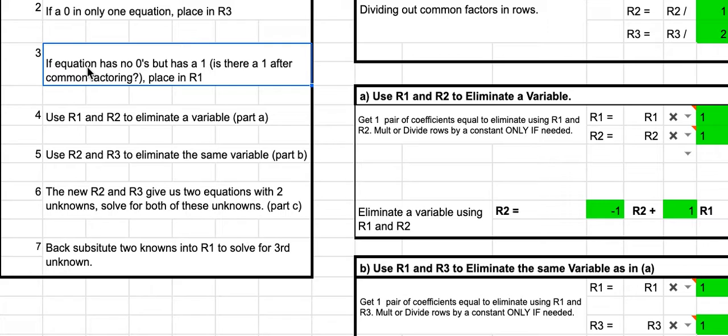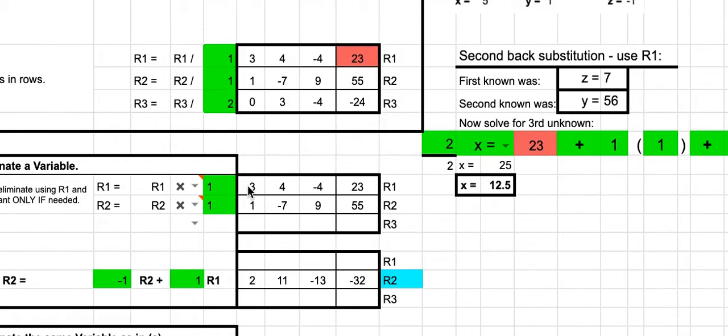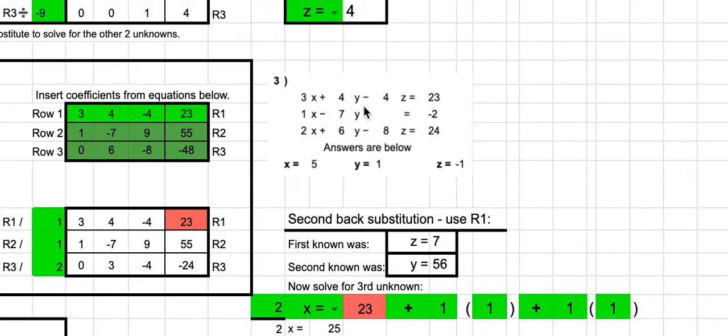If an equation has no zeros but has a 1 in front of it, like a coefficient of 1 in front of x, y, or z, and it can be -1, we always place that in row 1, because we like to have 1s in row 1. Think of it, if you've got a 1 for x in row 1 and a 2 for x in row 2, you just have to multiply row 1 by 2 and then subtract. So 1s and -1s are really nice to have in row 1. Okay, so that's the setup, and that can occur before or after you common factor. So let's go over and take a look at what we're going to do here.